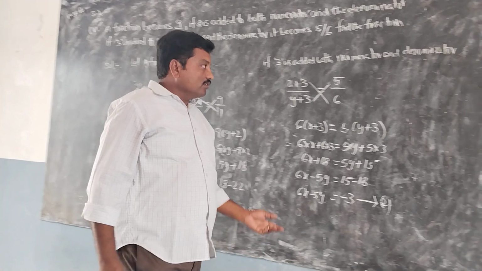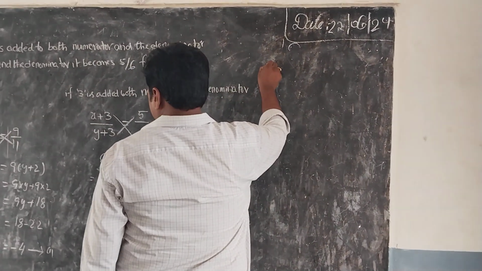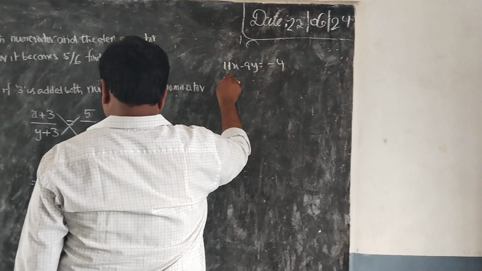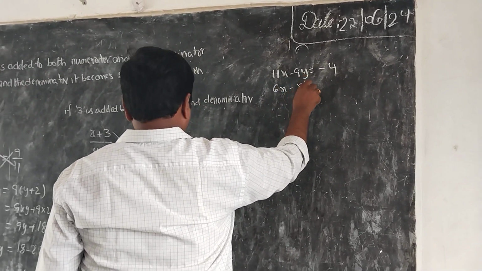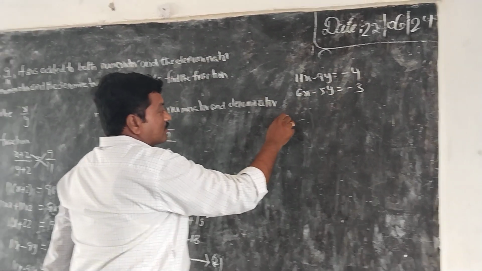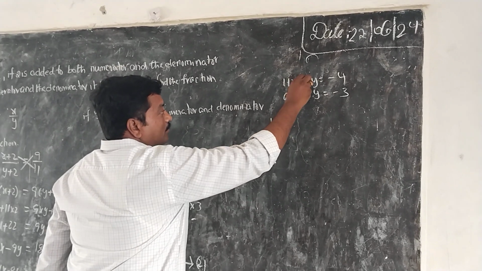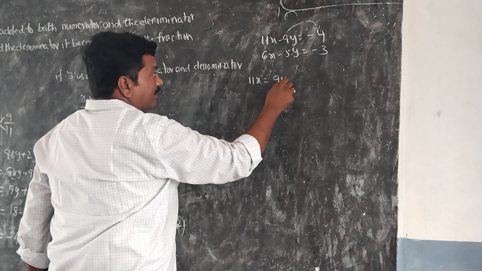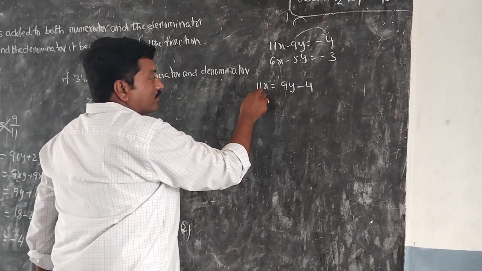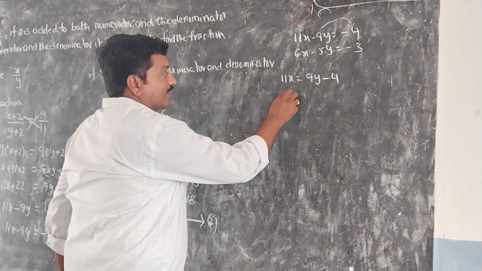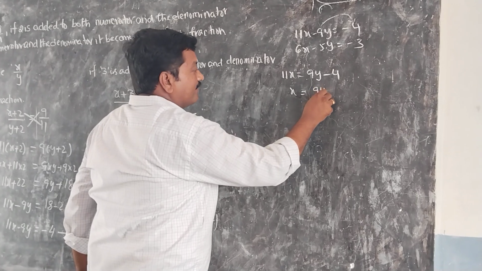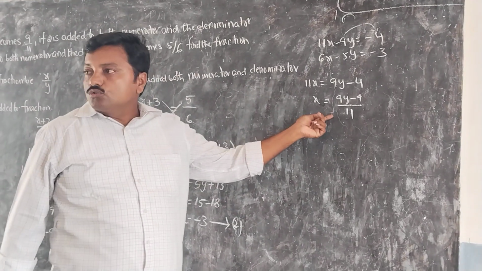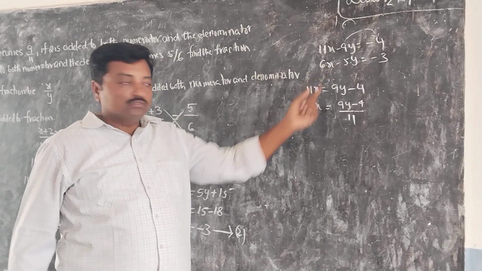So the first equation is 11x minus 9y equal to minus 4. The second equation is 6x minus 5y equal to minus 3. So 11x equal to 9y minus 4, transposing minus 9y to the right hand side. Then transpose 11 to the right hand side by dividing. X is equal to 9y minus 4 by 11. So we substitute this x value in equation 2.